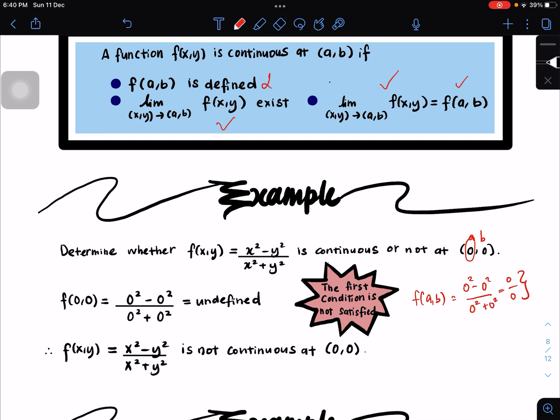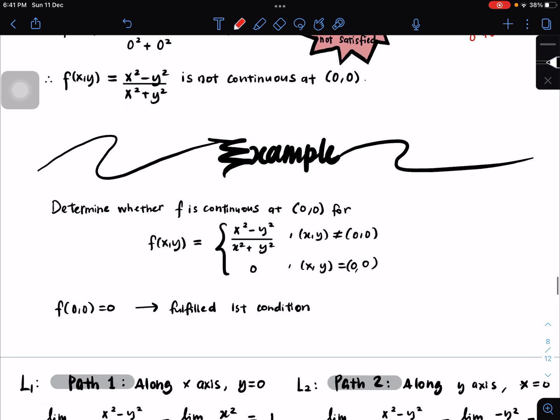When the first one has already failed, we just conclude that this function is not continuous. It can never be continuous, because to be continuous it must fulfill all three conditions. If even one fails, you can just conclude that this function is not continuous at the point 0, 0, the point that you are given here. So there is no need to check the other conditions if the first condition has already failed.